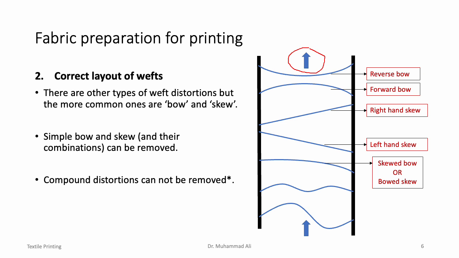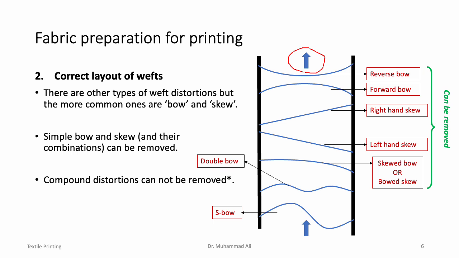So all these distortions, the five that I've discussed, are either simple bow or skew or a combination of simple bow and skew, and these can be removed. The next one that you see in the diagram is called a double bow. As the name implies, you can see that this distortion is in such a way that the weft has two smaller bows in it along the width of the fabric. The next one over here is called S bow. As we have discussed, these are the ones that can be removed on certain machines that we use in textile processing.